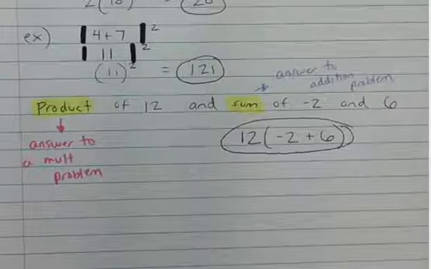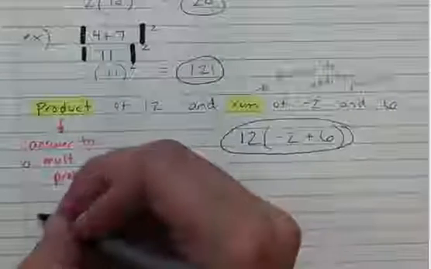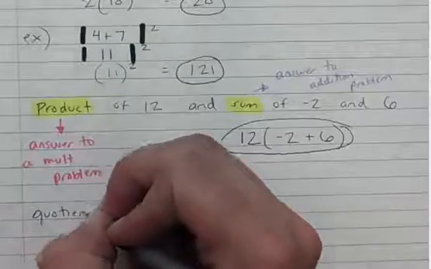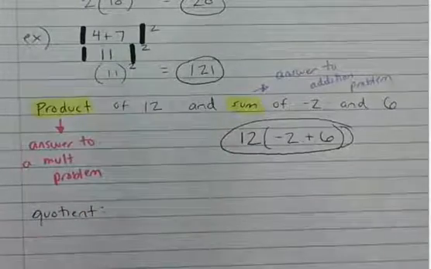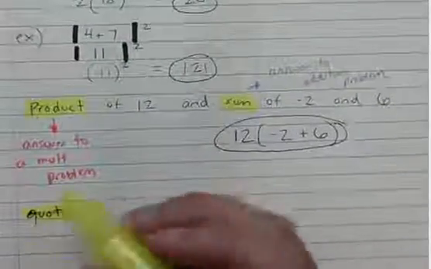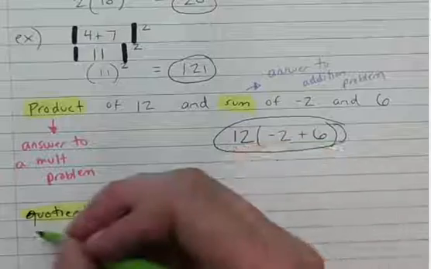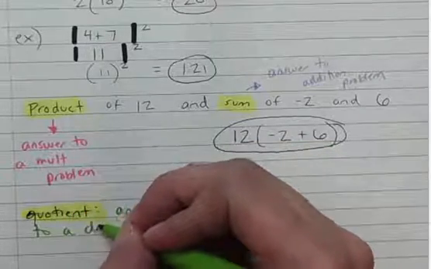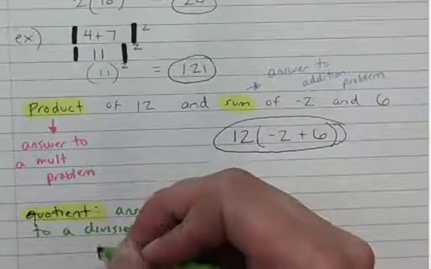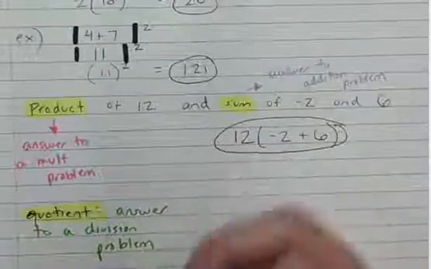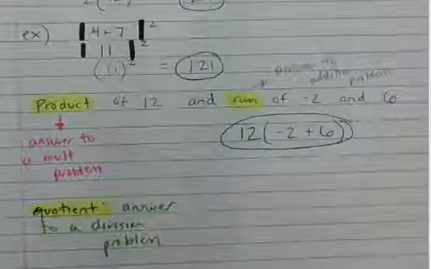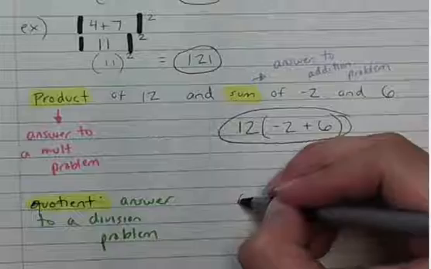Okay, other words that you may see is quotient. In this case, what does quotient mean? Quotient is the answer to a division problem. And the only other one that we are missing is the difference.